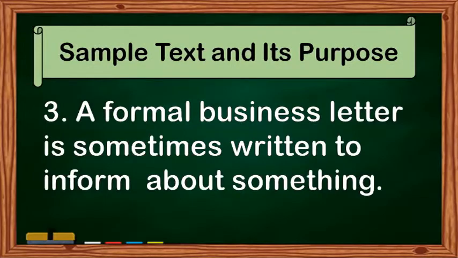The third one would be a formal business letter, which is sometimes written to inform us about something. Like in the newspapers, we have the local news, the global news, the showbiz news, and so on. So that is an example of the third purpose, which is to inform us with something from more reliable sources. That is to inform us, or informative text.